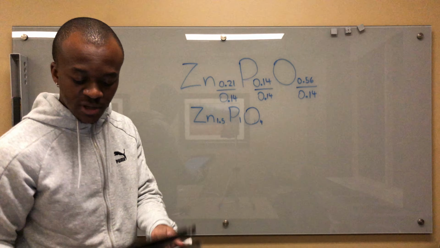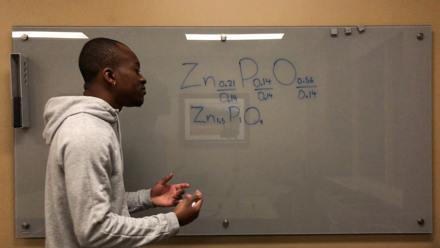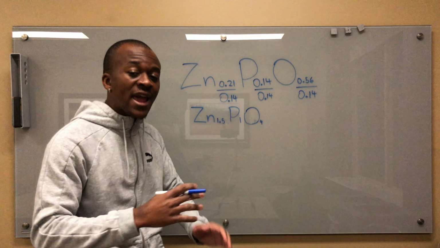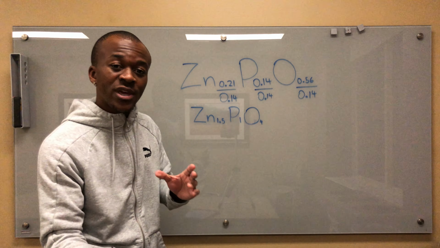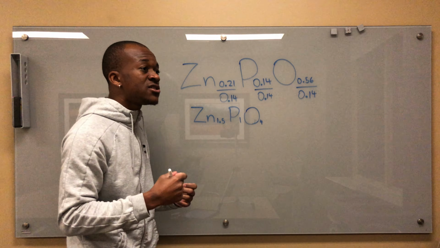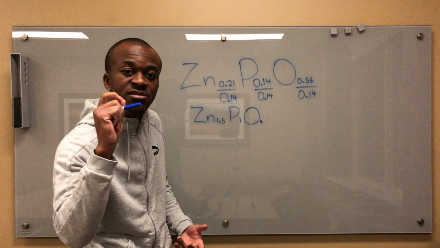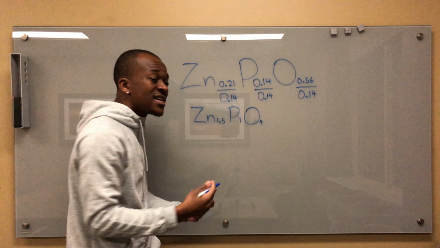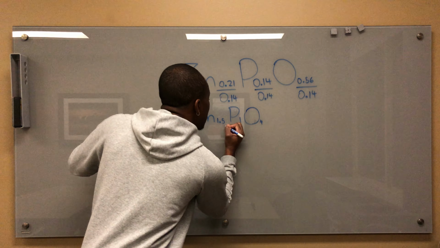Now, let me make sure I get this correct. This is close, but we still have a decimal here. We want everything to be whole numbers, because we want the lowest amount that we can get in terms of whole numbers. So I'm going to multiply everything by the amount that gives the smallest whole number for everything that has a decimal. I want to multiply everything by 2, because that's the smallest amount I can multiply it by to get a whole number.